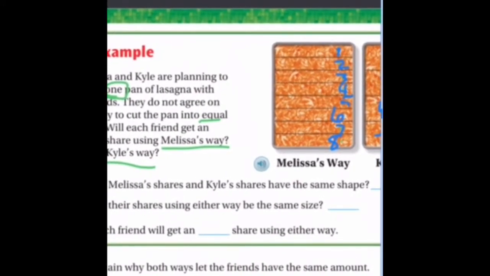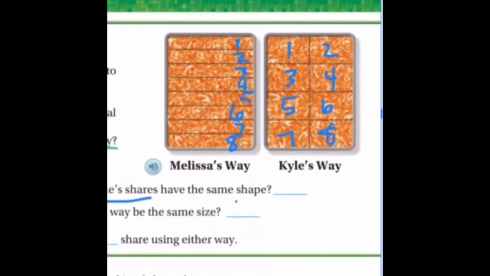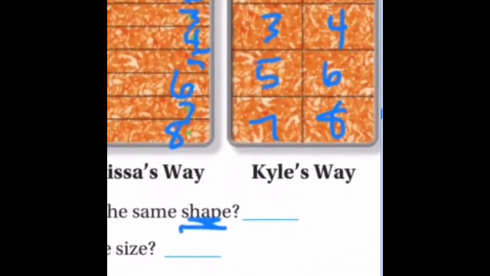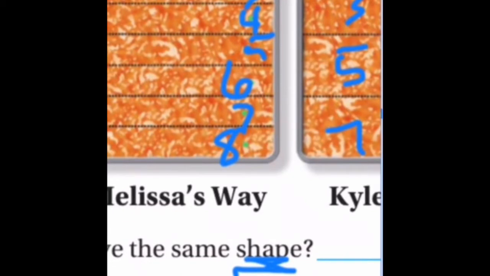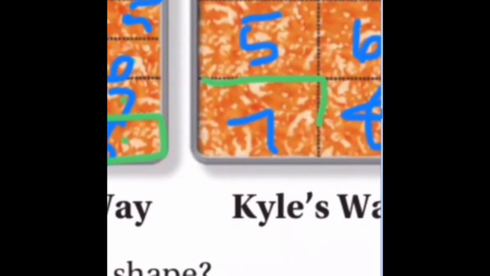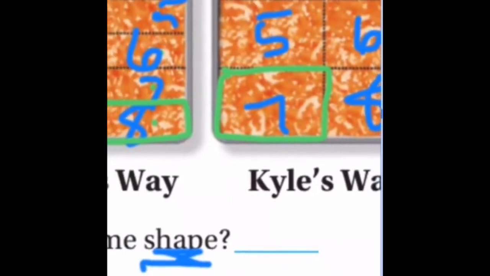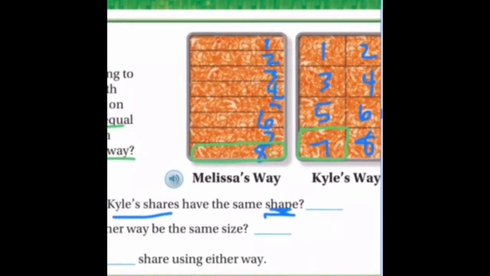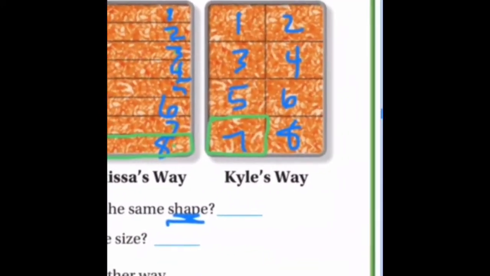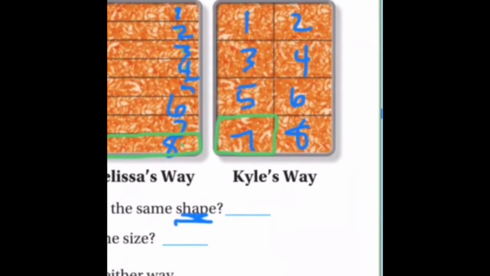So let's look at our questions. Will Melissa's shares and Kyle's shares have the same shape? Well, look at Melissa's. She has some long, skinny rectangles, and Kyle has some shorter rectangles, but they are taller. So they're still rectangles, but they're not exactly the same, right? So they're both rectangles, but not the same exact shape. So no, they're not the same.